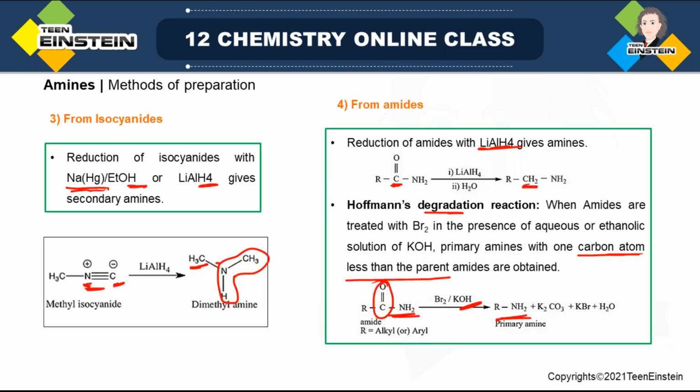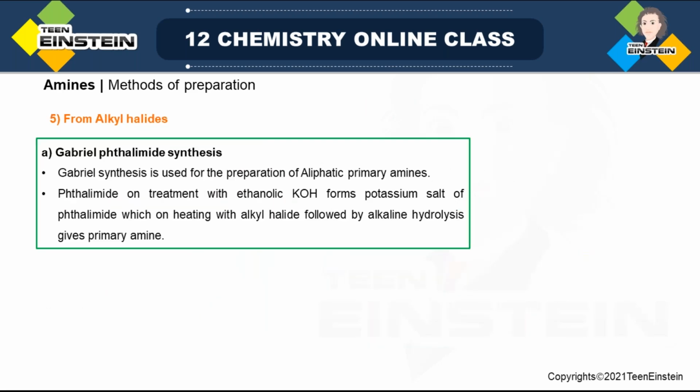So this is number 4. Then number 5, if the starting material is an alkyl halide. Under this one, we will see first the Gabriel phthalimide synthesis. As the name says, obviously we will use phthalimide, but it is mainly used for the preparation of aliphatic primary amines only.